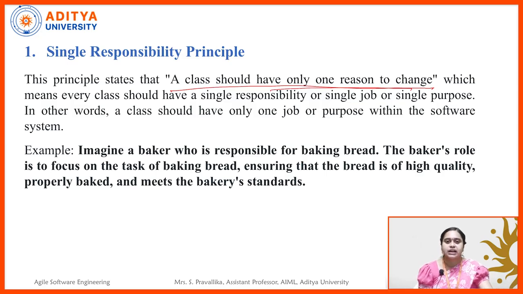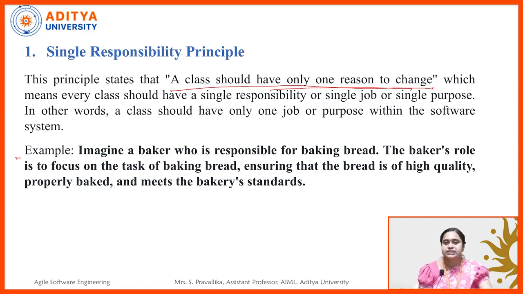If we take a class, it should have only one particular reason to change, which means every class should have a single responsibility, or a single job, or a single purpose. If we are going with a programming language, be it C, C++, Java, Python or whatever, a class should have only a single job or responsibility. In other words, a class should have only one job or purpose within the software system.